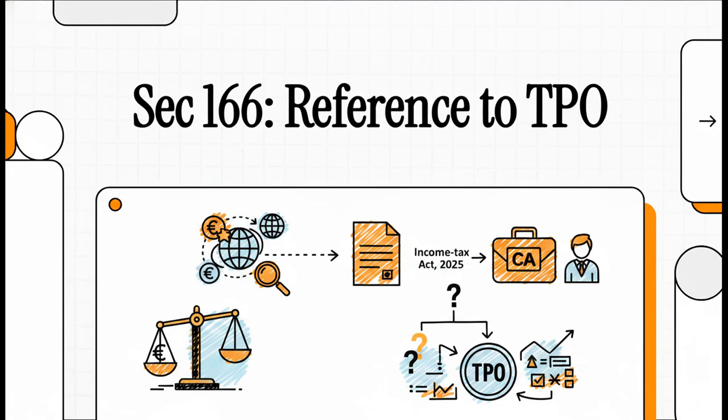Today, we're unpacking a really critical provision of the newly enacted Income Tax Act 2025, and that is Section 166, which covers the reference to the transfer pricing officer. Look, whether you're a chartered accountant, a tax professional, a CA student, or a business owner dealing with cross-border operations, getting a firm grip on the exact mechanics of this section is absolutely essential for your practice.